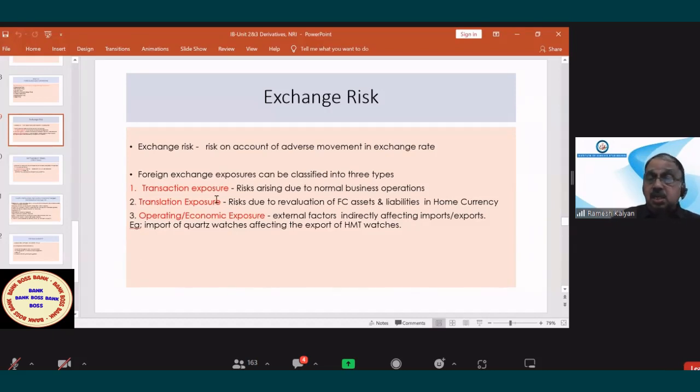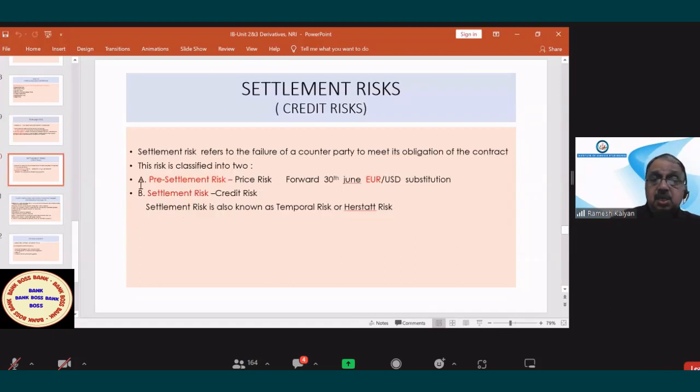And translation is because of the valuation. Today you are holding some assets at 83. And next month you are holding the same assets, and FEDAI is giving a value of 82 instead of 83. Your value has decreased. So this is a revaluation. This has happened. This is a translation exposure. And operating, the economic exposure, is because of government policy. Because of a change in government policy, losses can happen. And these are all exchange rate fluctuations. This has happened because of the exchange rate fluctuation.